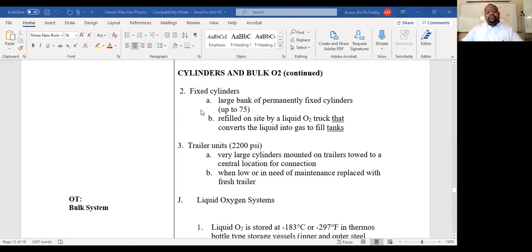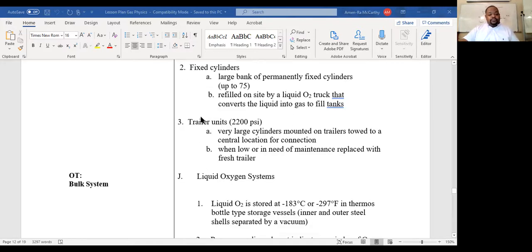So those fixed cylinders are large banks, about 75 of them outside. They're usually within a fence where you can't get to them, and the liquid truck will come and fill it up. That's a fixed cylinder. You can't move those.